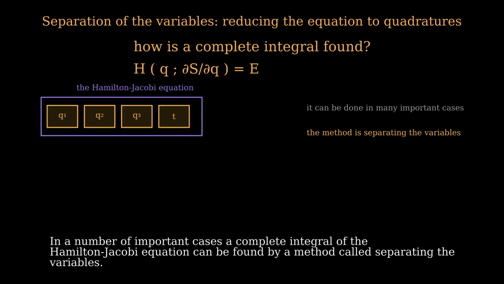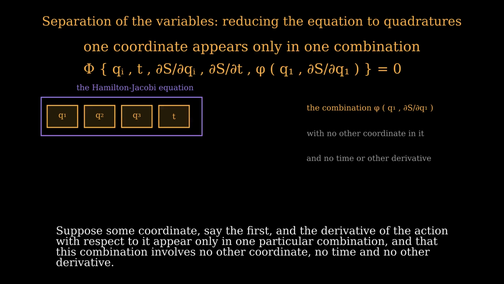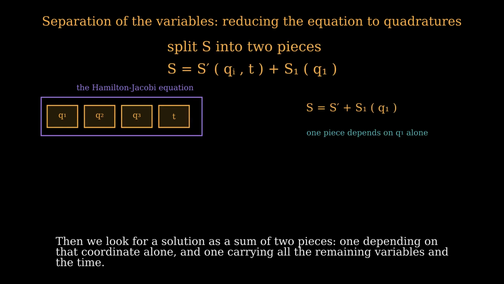In a number of important cases, a complete integral of the Hamilton-Jacobi equation can be found by a method called separating the variables. Suppose some coordinate, say the first, and the derivative of the action with respect to it appear only in one particular combination, and that this combination involves no other coordinate, no time, and no other derivative. Then we look for a solution as a sum of two pieces, one depending on that coordinate alone, and one carrying all the remaining variables and the time.